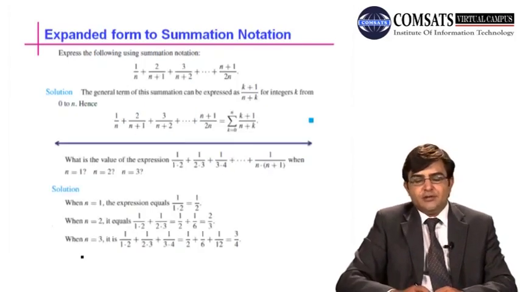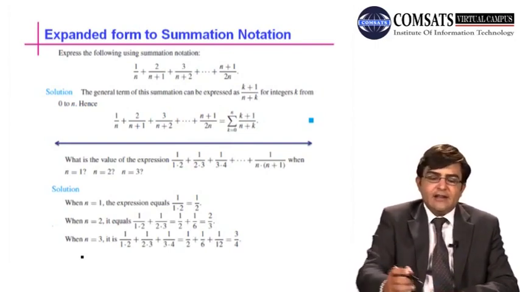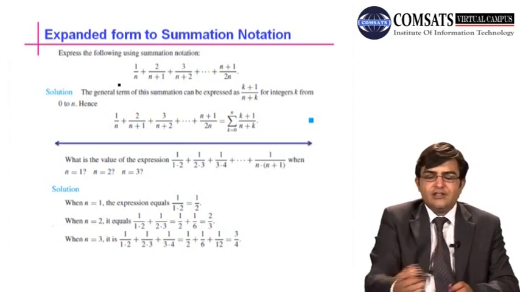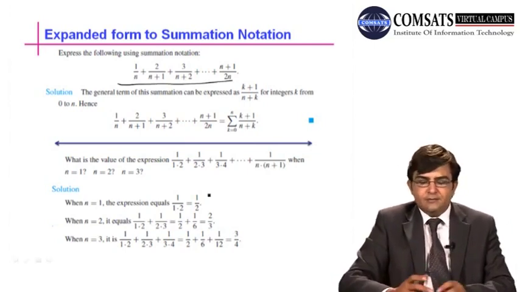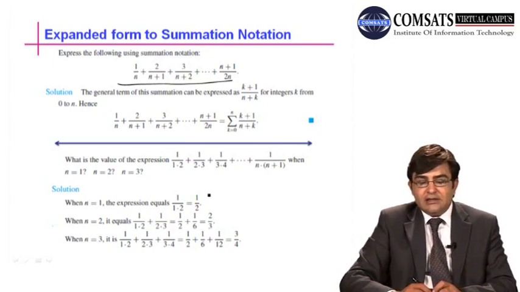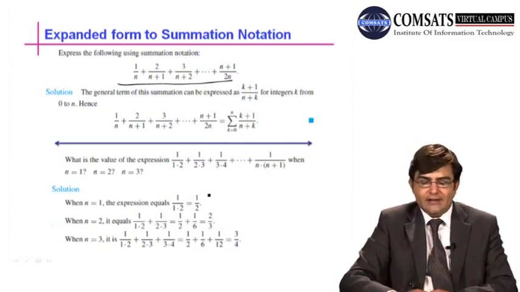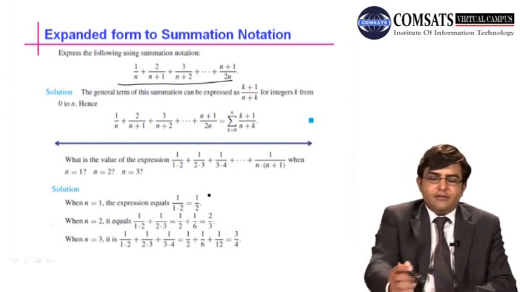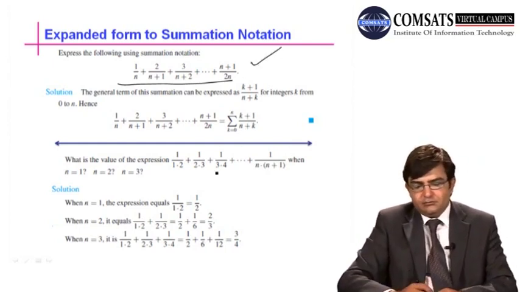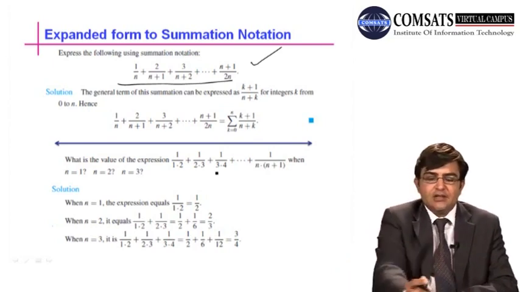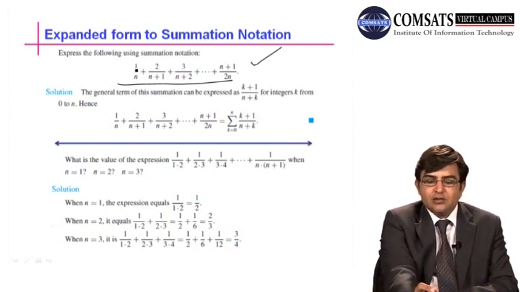Now, expanded form to summation notation. How can we write a given expanded form in summation notation? This again involves personal observation: how you write the summation, how you take the index, and how you take the variation of the index. Basically, how can we write the general term of this summation? Here you can see that we have 1 over n, plus 2 over n plus 1, 3 over n plus 2, up to n plus 1 over 2n.